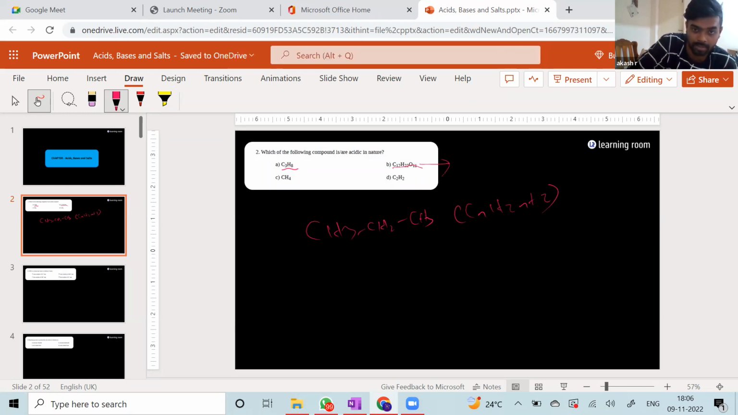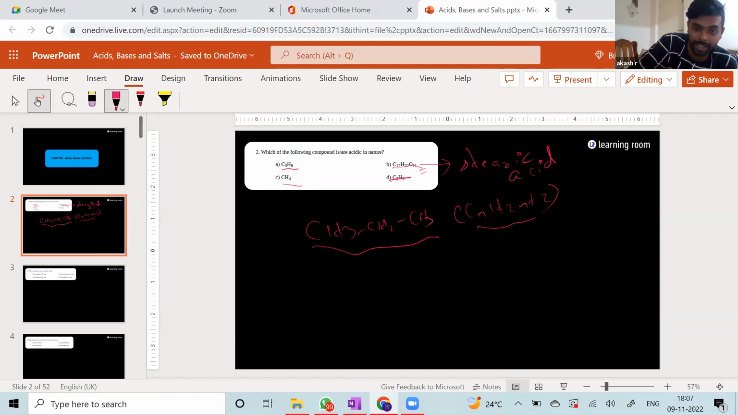Now, C12H22O11 is what is called as? I think this is stearic acid. I don't know why these kind of questions are asked. Anyways, this is stearic acid. So definitely this is going to be acidic in nature. CH4 is again going to be methane, which is not acidic. Again, normal hydrocarbon, all alkanes are not acidic.